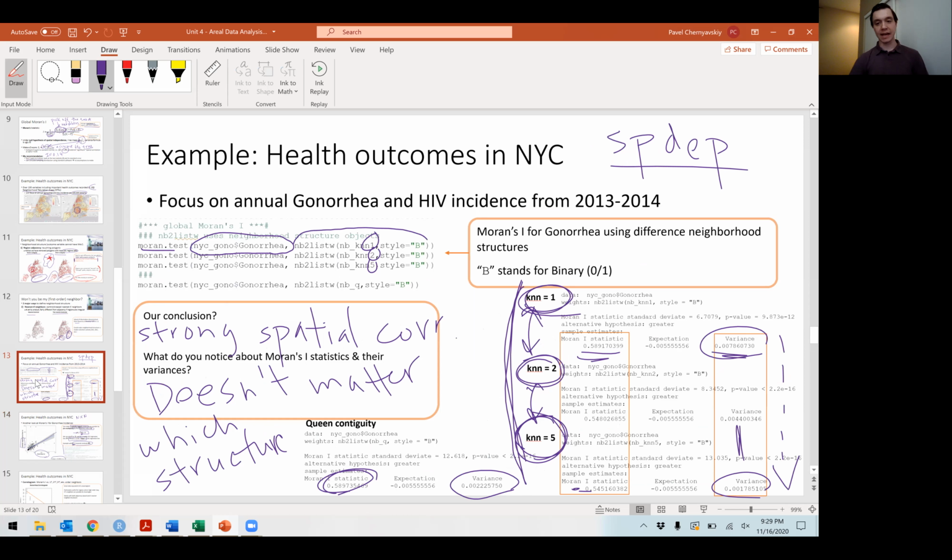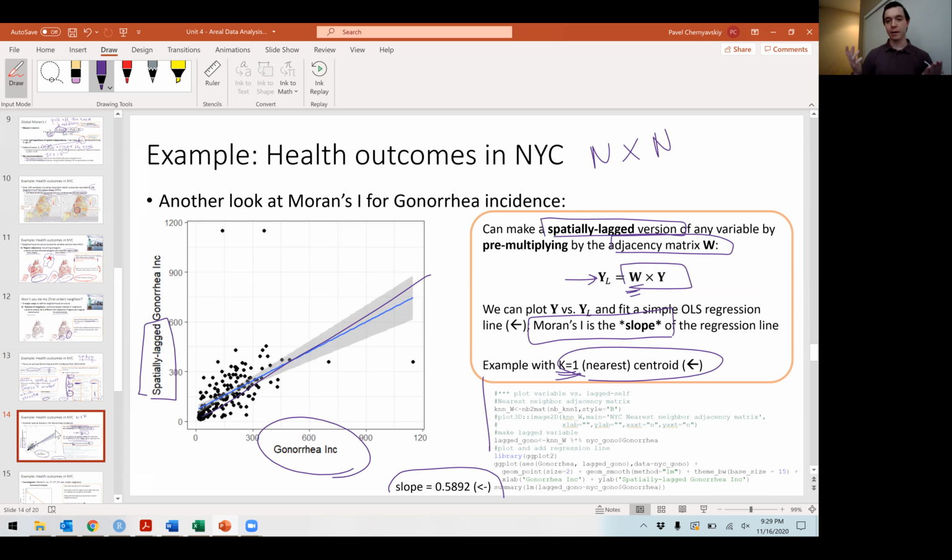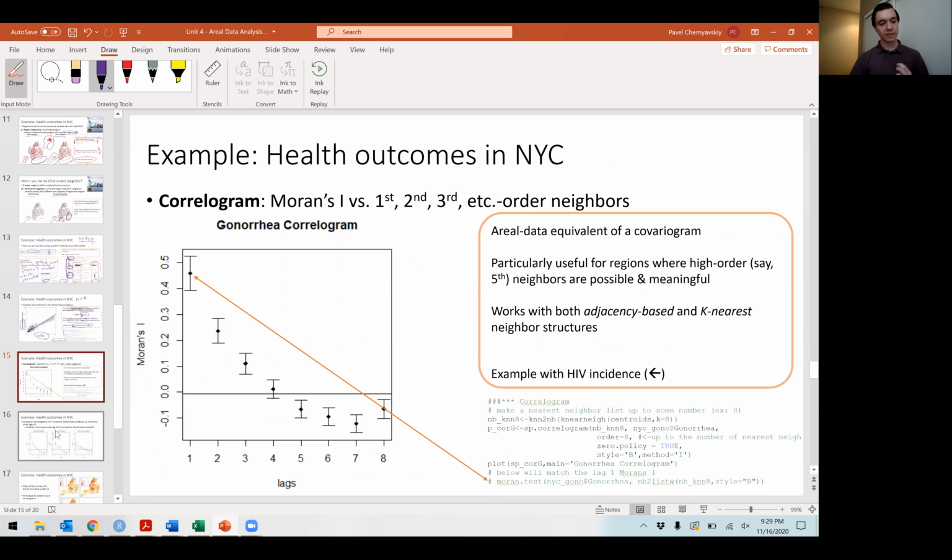0.5892 is the slope of that line. 0.5892 is the Moran's I statistic that is reported right there. So that is another way of thinking about the Moran's I.